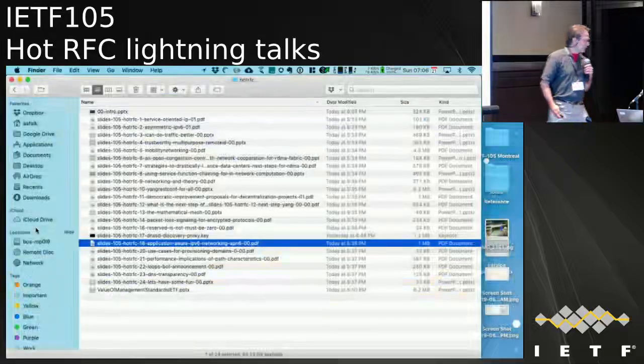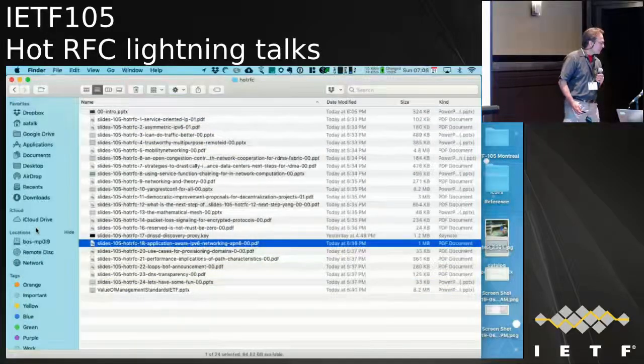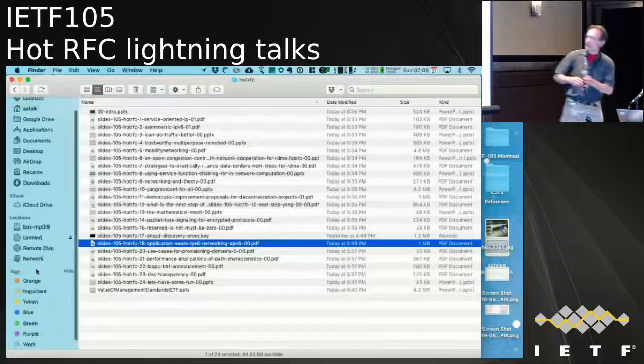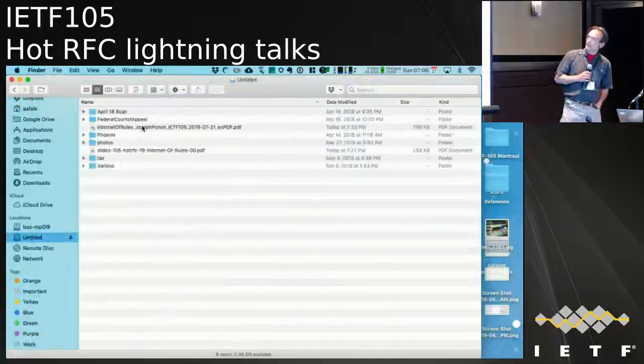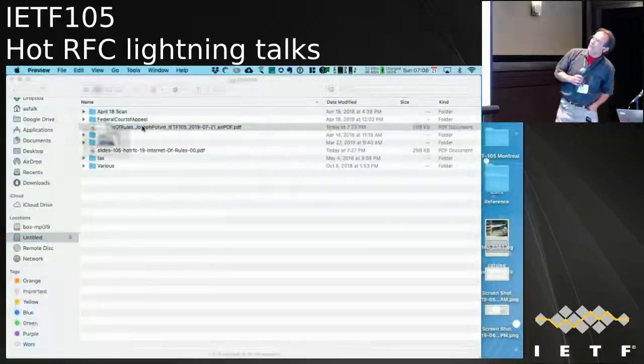We're on the backup USB stick. I don't know why. Sorry? Okay. Yep.